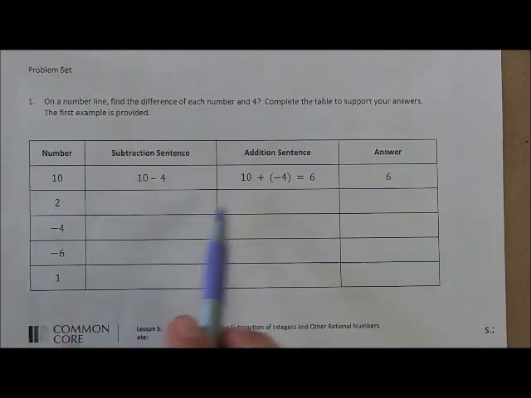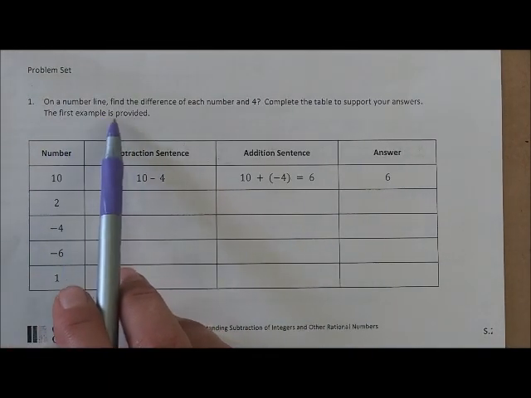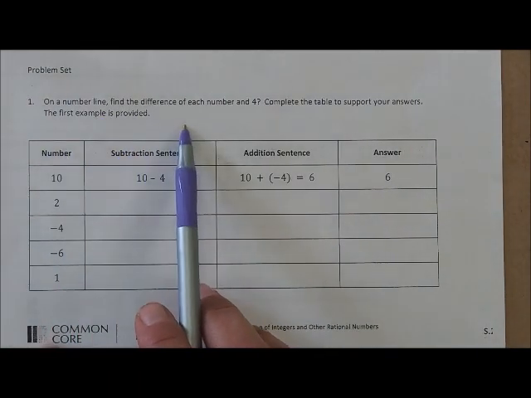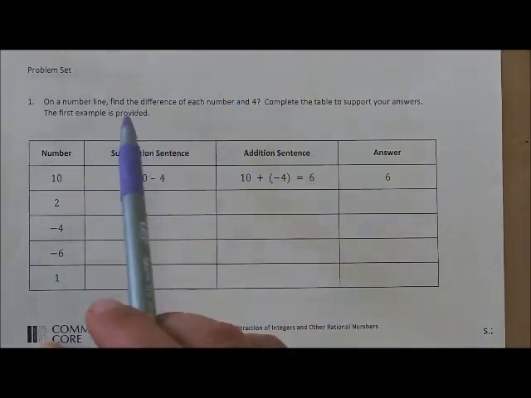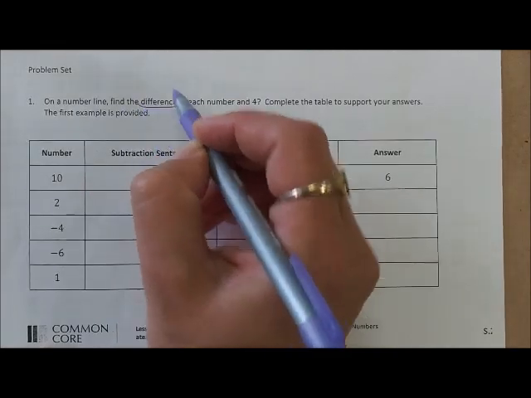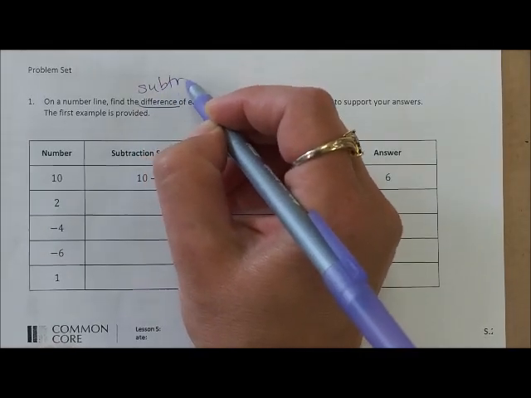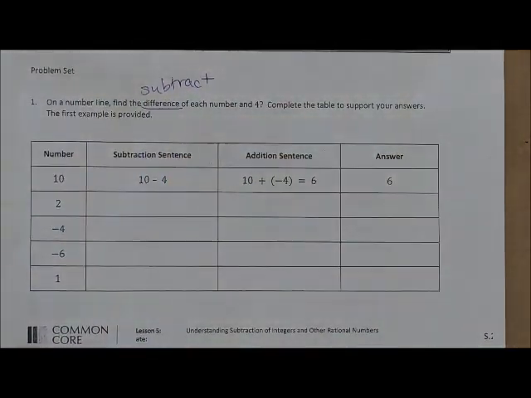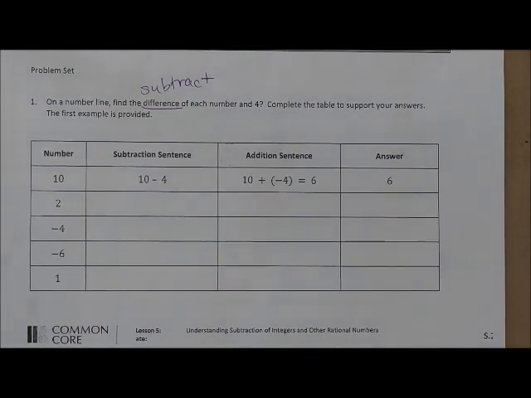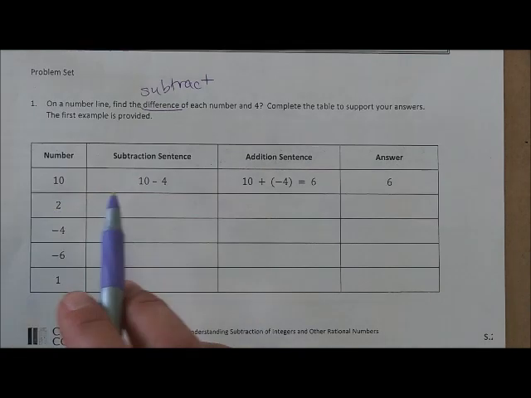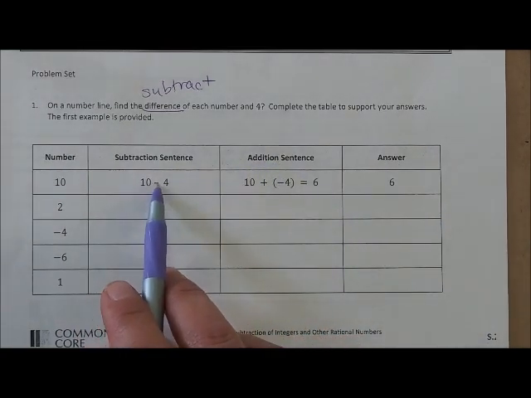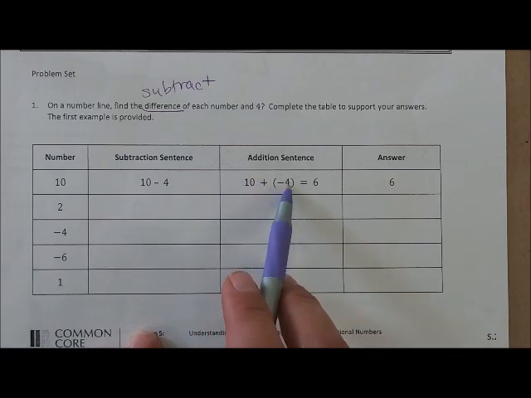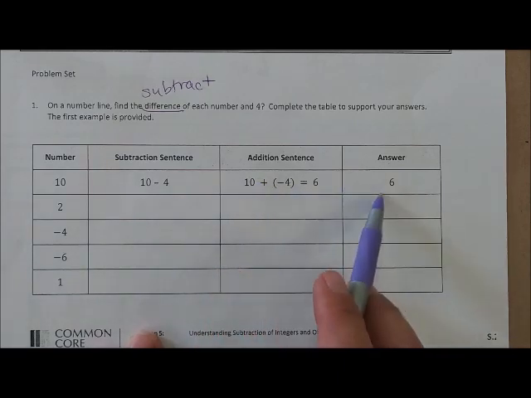They got an example right here. On the number line, find the difference. So you guys can have a number line, or you can use chips if you want. Find the difference. Difference means subtract. These are words that should show up in your vocab quiz that's coming up. Subtract 4 from everything and complete the table. So the first one's take 10. Take 10 and subtract 4. As an addition sentence, it's 10 and the opposite of 4. The answer is 6, either way you look at it.